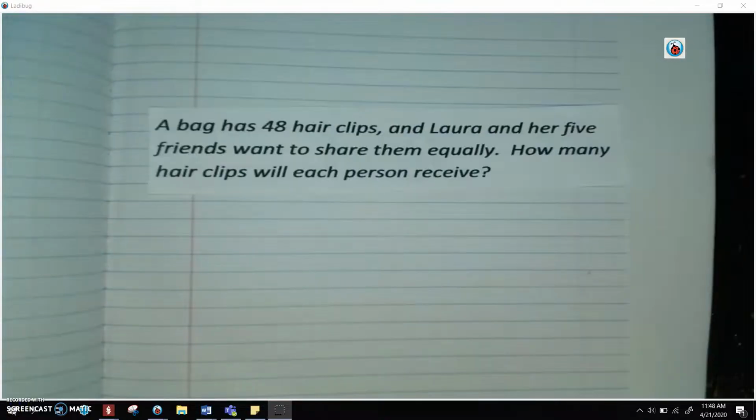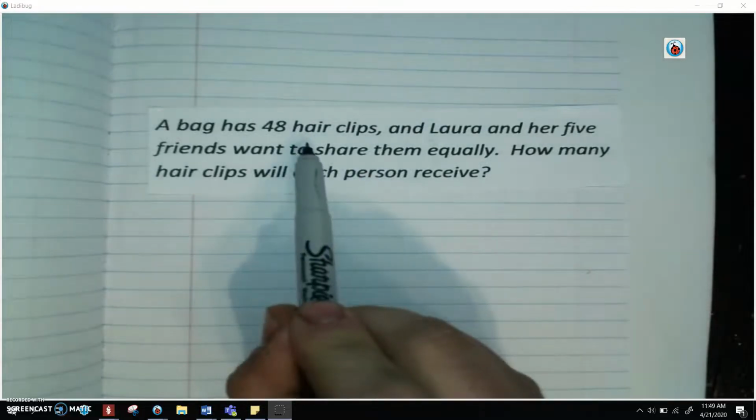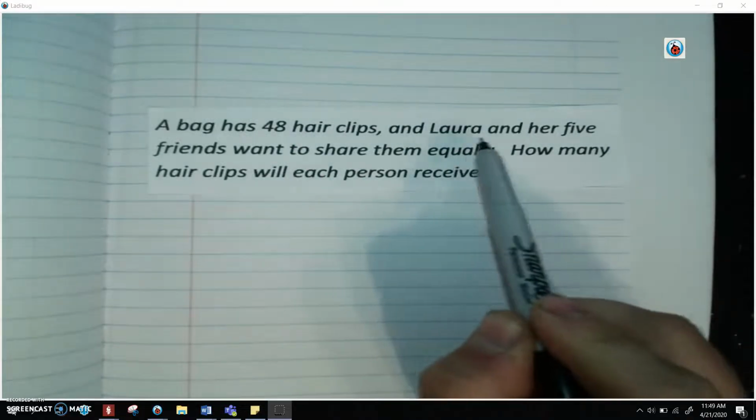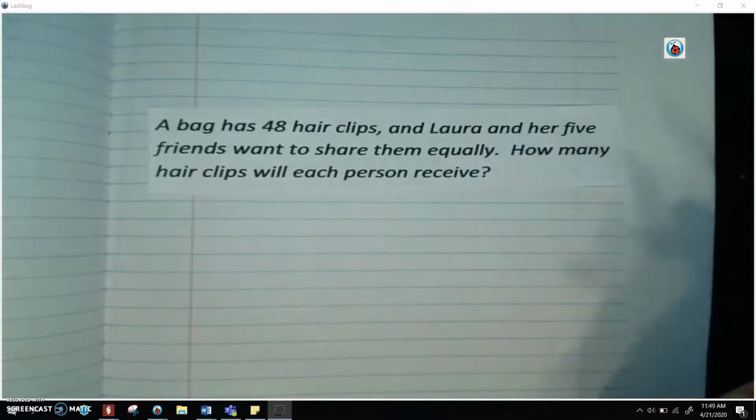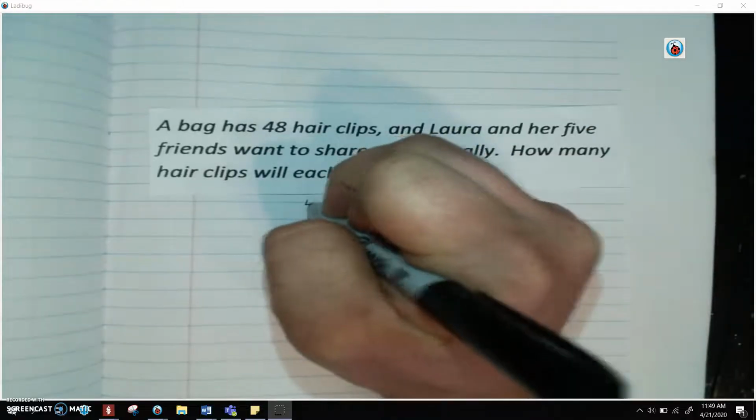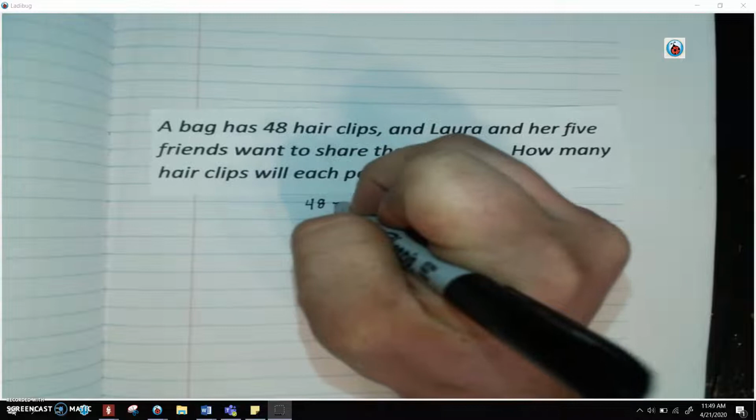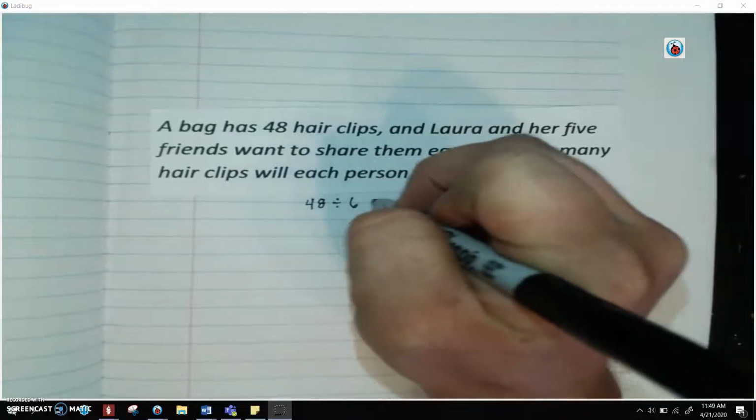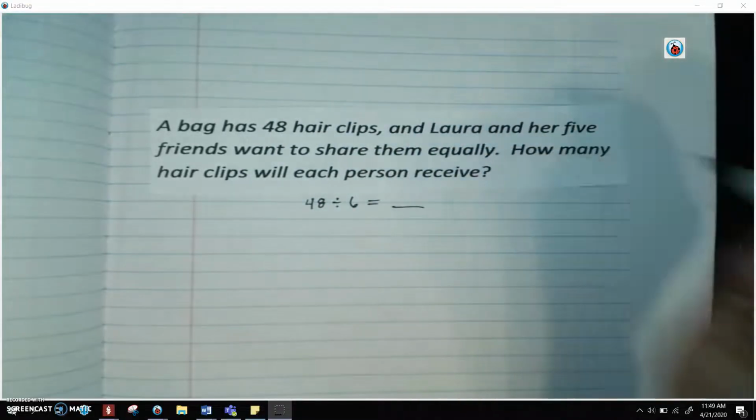We have one more to do, and it says, a bag has 48 hair clips, and Laura and her 5 friends want to share them equally. How many hair clips will each person receive? So I know that I have 48, and I want to share them equally with Laura and her 5 friends. So that would be a total of 6 people. So that would be 48 divided by 6 equals blank.